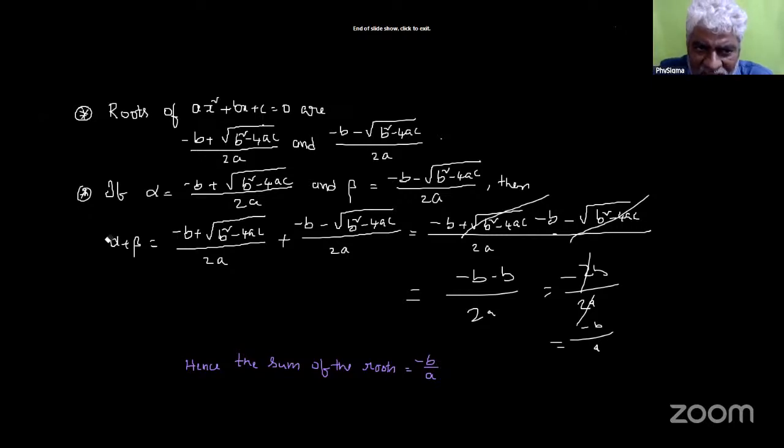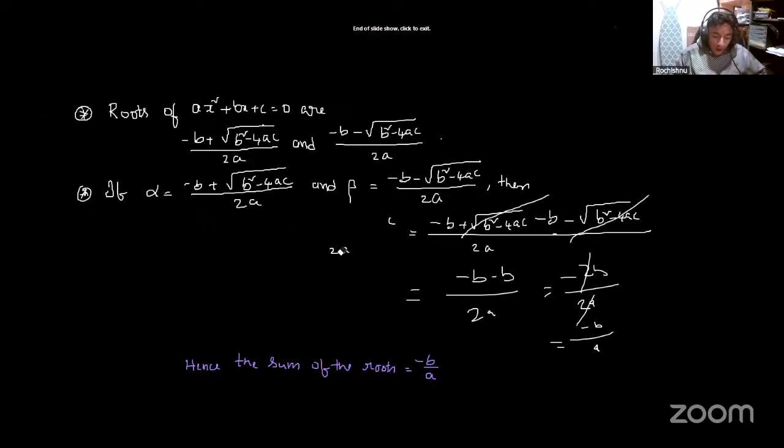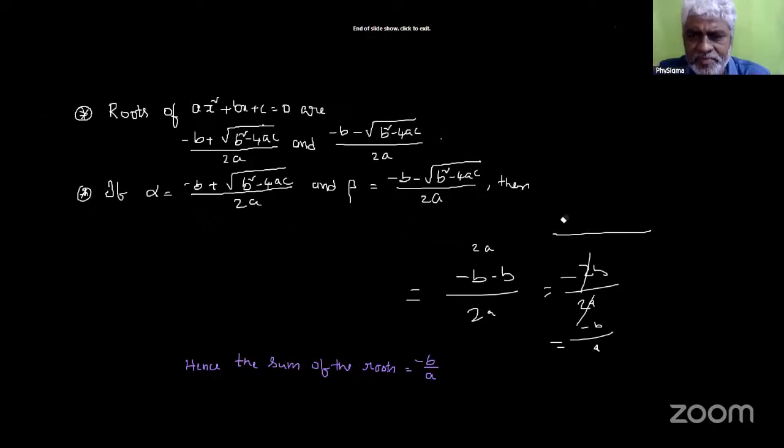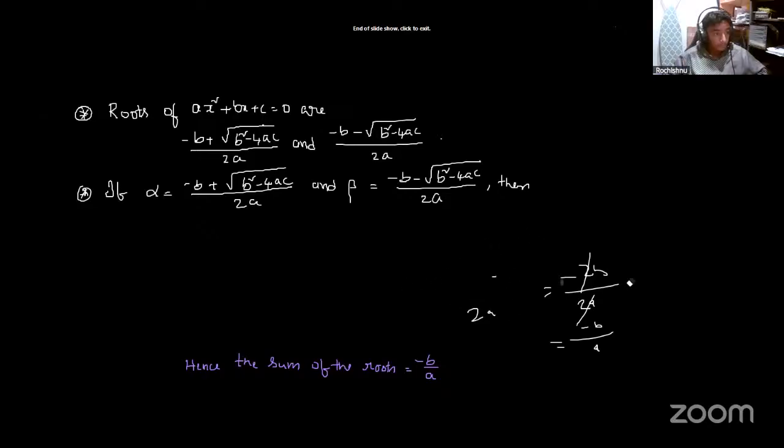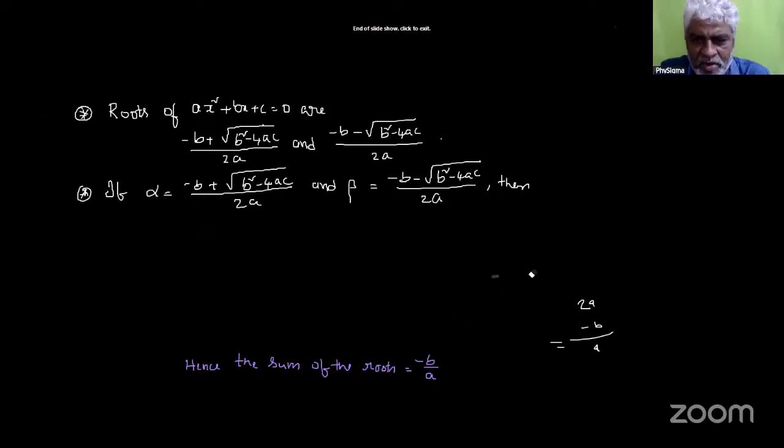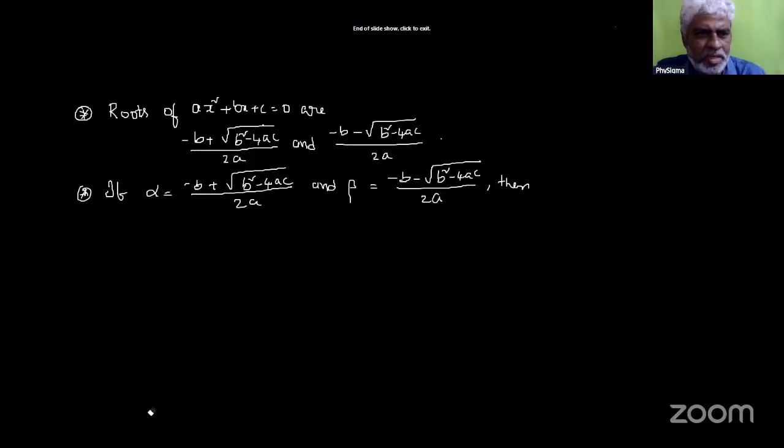Now, we have found the formula to find the sum of the roots, right? Now we are finding the formula to find the product of the roots. Product means multiplication, right? Let us find a formula to find the product of the roots. Now, it is the product of the roots, that means alpha times beta. How to find alpha times beta?